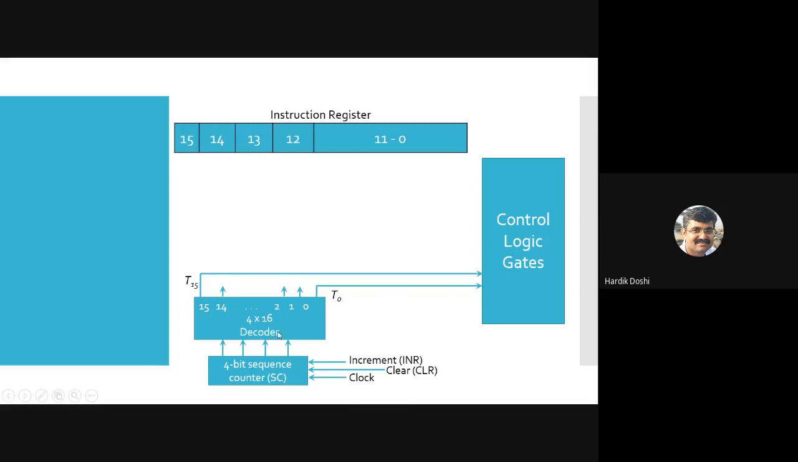T0 to T15. So first T0 will come, then T1, then T2, then T3, T4, T5, T6 till T15. Is it fine? Yes, sir. So this is nothing but your clock. Look, the cycle is complete: first T0, then T1, then T2, T3, T4, T5, T6 till T15, and as soon as T15 is 1, it goes back to T0.